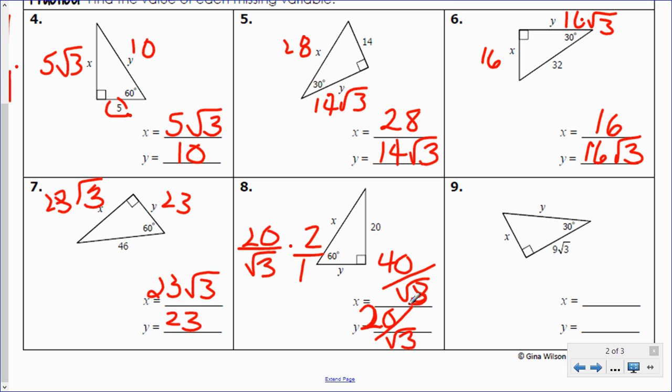Okay, now if we look at number 9, 9 square root of 3 is actually the longer leg. So again, we want to start by finding the shorter leg. We're just going to take 9 square root of 3 and divide it by square root of 3. This is kind of nice because those are just going to reduce to 1. And so x is going to equal 9. And then to find y, which is the hypotenuse, we just have to take the 9 and multiply it by 2, and you get 18. And then we're finished.